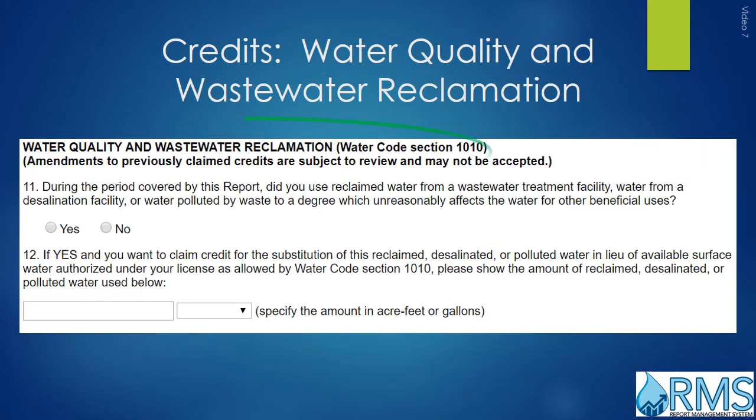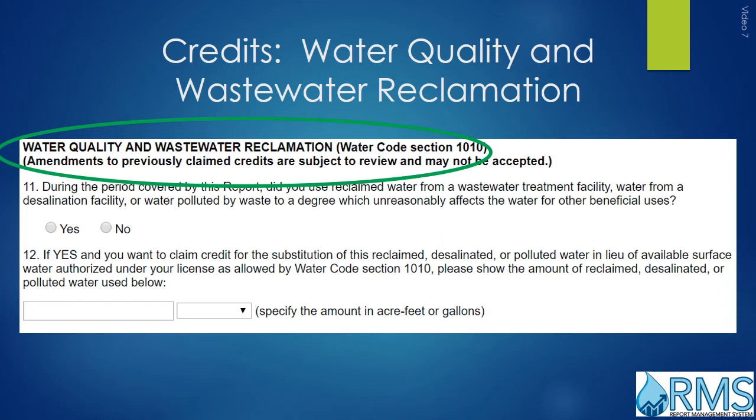The second credit section asks if reclaimed water from a wastewater treatment facility or water from a desalination facility was used. This credit would generally be claimed by a municipality that has increased the use of recycled or reclaimed wastewater, resulting in a reduction of use under a water right. An example is the use of recycled water for municipal landscape irrigation.